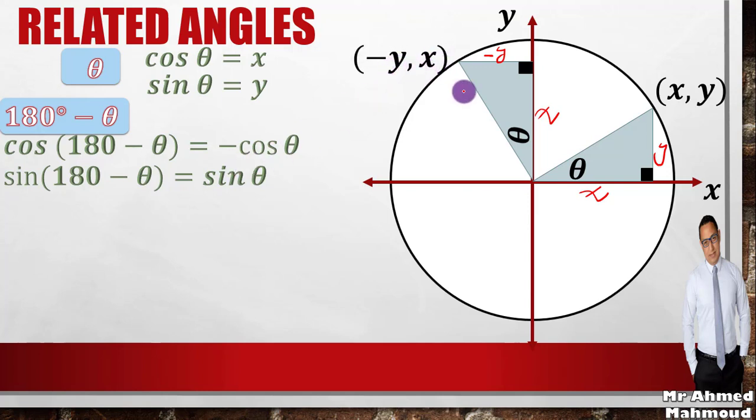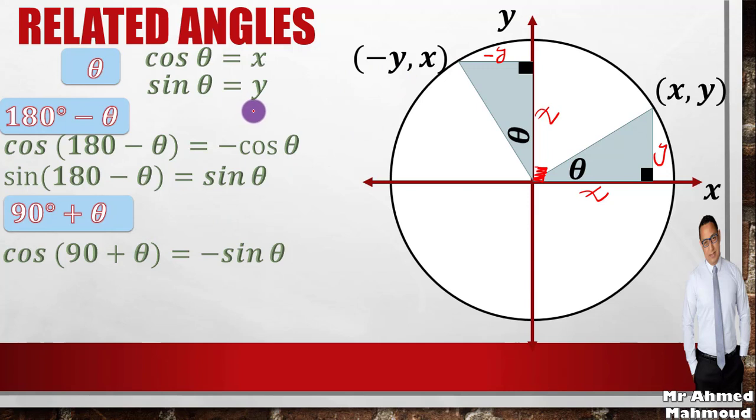Now this angle is 90 degrees plus theta. So this angle equals 90 plus theta. To find cosine 90 plus theta: cosine 90 plus theta equals negative y, which equals negative sine theta. Why? Because y is sine theta. So cosine 90 plus theta equals negative sine theta. Now, sine 90 plus theta equals x, and x is cosine theta. So I have expressed 90 plus theta in terms of negative sine theta and cosine theta.